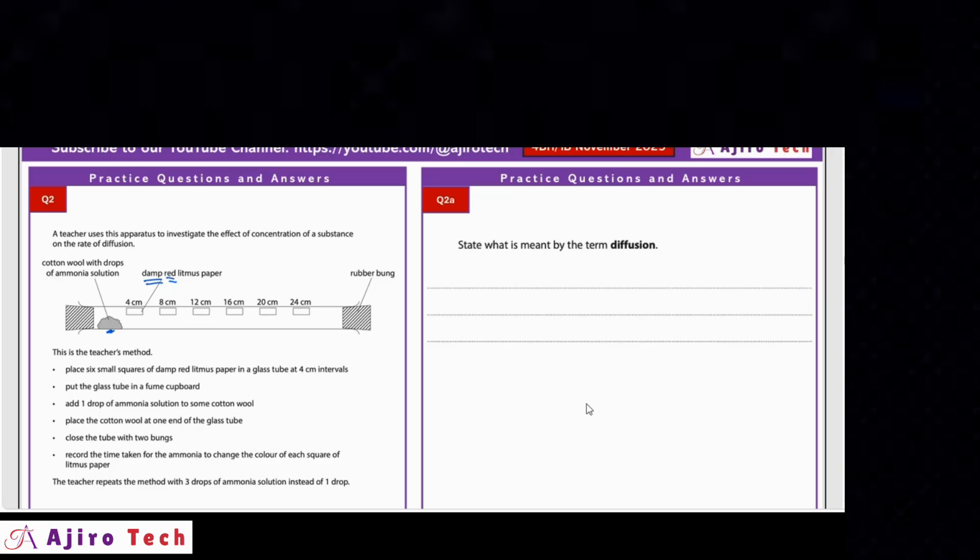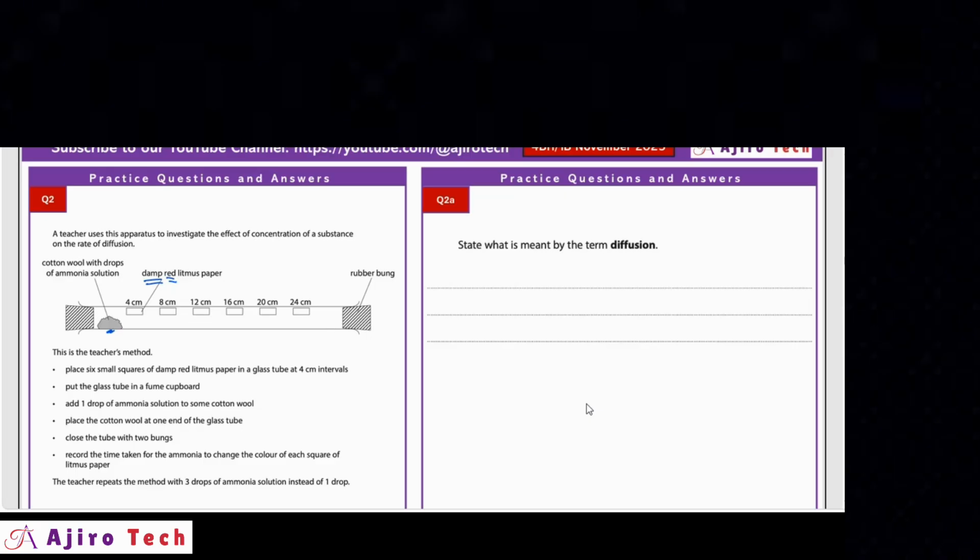And one thing I observed in this investigation is that the damp red litmus papers are placed at strategic locations. The distance between one damp red litmus paper and the other is 4 centimeters apart. So if the first red litmus paper is placed at 4 centimeters, the next one will be placed at 8 centimeters, the next one 12 centimeters, 16 centimeters, 20 centimeters, 24 centimeters, like that.